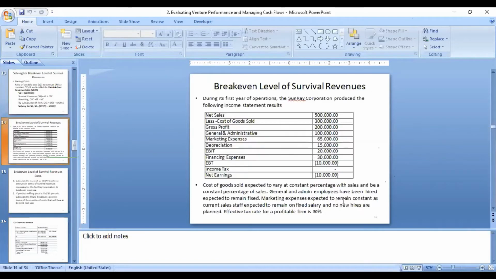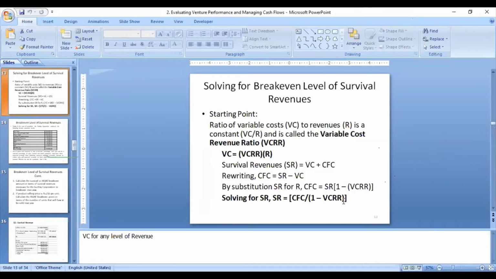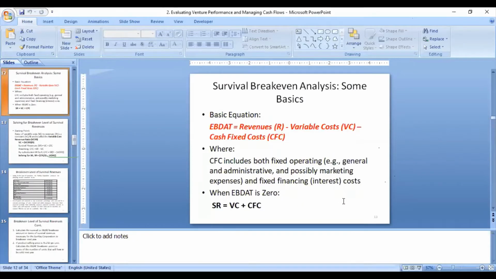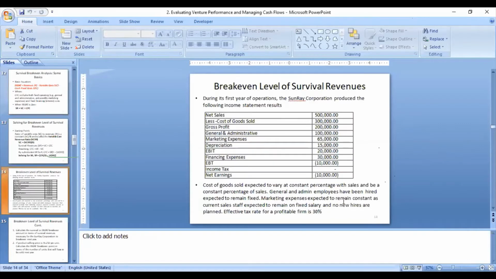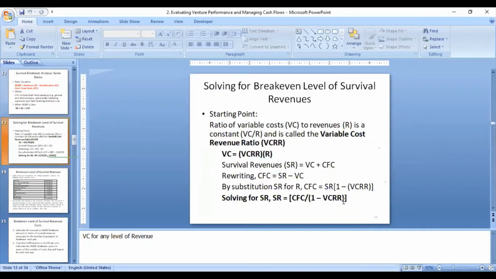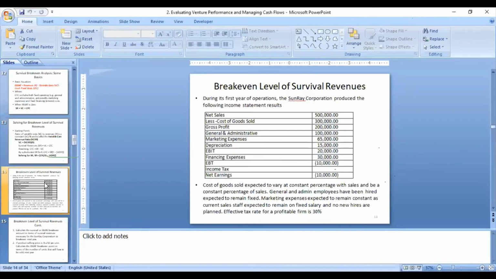Here, in addition, Sama, can you add something to this explanation? Actually, 1 minus variable cost revenue ratio is called contribution profit margin. Yes. And always the variable cost revenue ratio will be a fraction which is less than 1. As long as the contribution margin is positive, the higher the sales, the company or the venture can reach survival break-even. An example is given; just apply this equation and you can get some idea about the survival revenue and the break-even level of survival revenue.